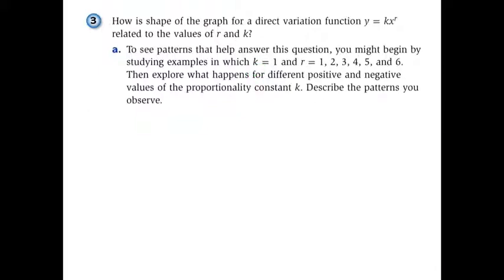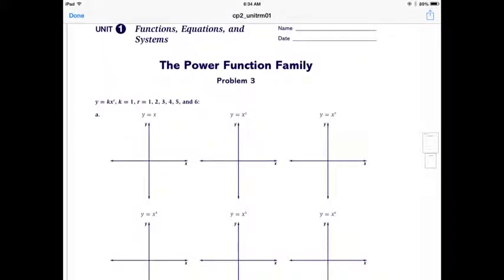To see patterns that help answer this question, you might begin by studying examples in which we keep k equal to 1, but r changes from 1 to 2 to 3, etc. Then explore what happens for different positive and negative values of the proportionality constant k. Describe the patterns you observe. You're not only going to describe them, you are going to draw what you see, on a worksheet.